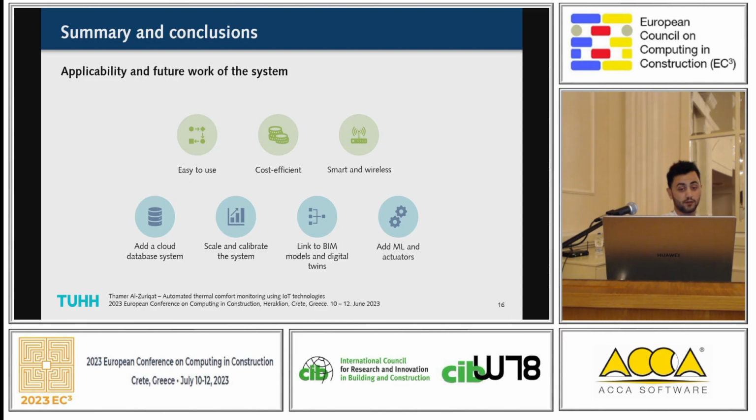We also want to work a little bit on the scale and calibrating the system. This is one of the problems that we face when using cheap sensors: you really need to calibrate them. And we also want to link it to a BIM model and a digital twin model. There was a question about digital twins, and a work was presented yesterday by a colleague from Italy on this exact same thing. And we want to integrate it with machine learning to predict the behavior of our building occupants.